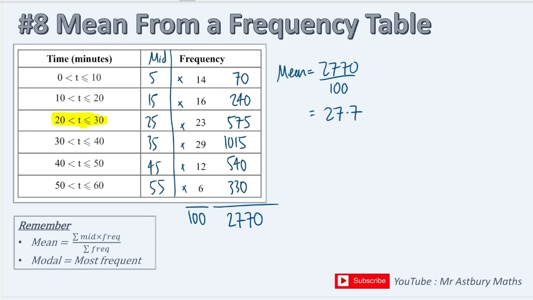You might also be asked to work out the modal class. That's the most frequent class. So that's the one with the highest frequency. In this case, 29 is the highest. So the answer for the modal class will be modal is equal to 30 to 40.